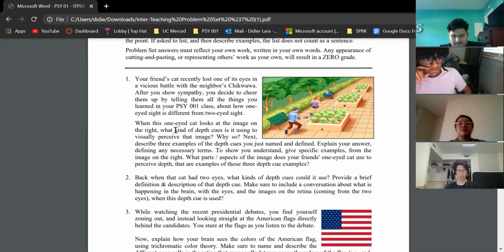To effectively use this cue, we must also use our knowledge of the horizon. Objects closer to the horizon will appear further away, and the greater the distance between the object and the horizon, the closer the object will appear.